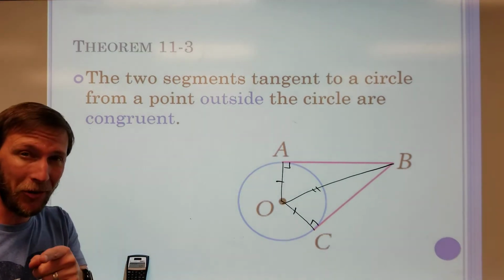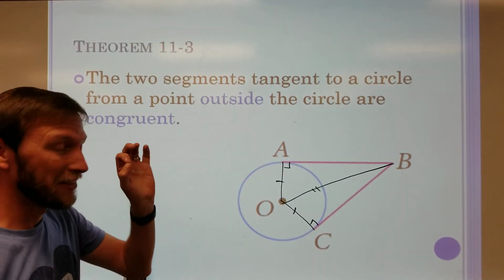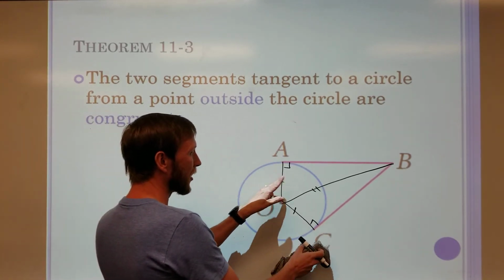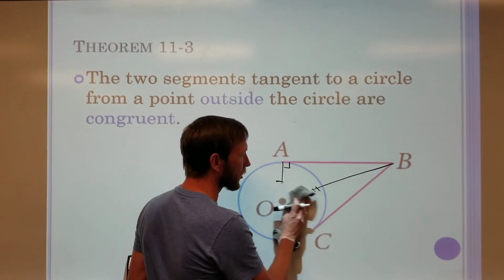If you want to write out that proof, that would be awesome. Maybe extra credit. You want to write out the proof for why BA and BC are congruent to each other.